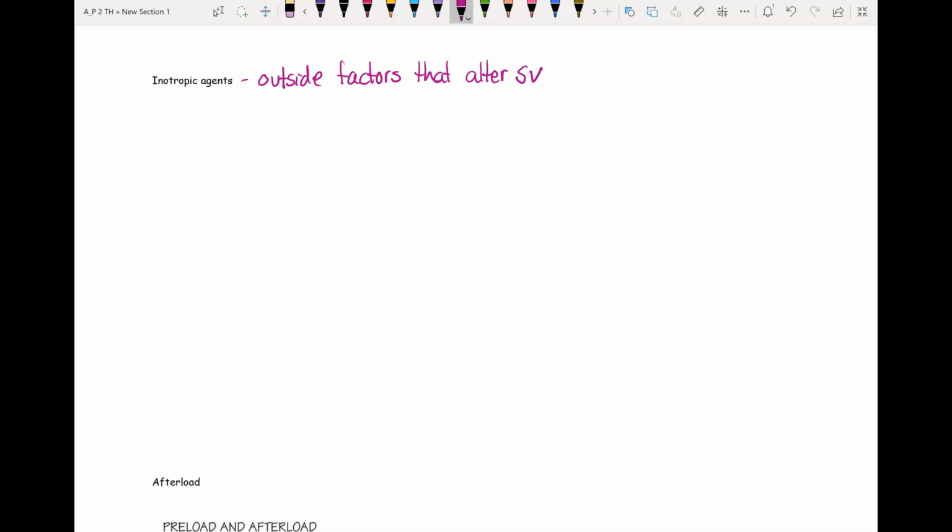So let's review that heart muscle cell. We know that if this is the muscle cell, we have beta receptors where norepinephrine can bind. It activates cAMP. Remember, this is what the muscle and the node have in common. The cAMP opens calcium gates, and extra calcium comes in.